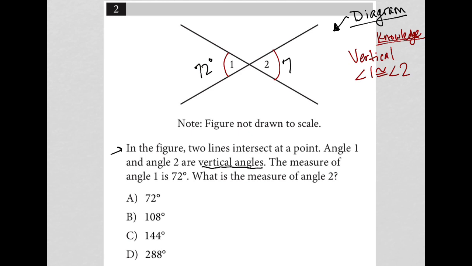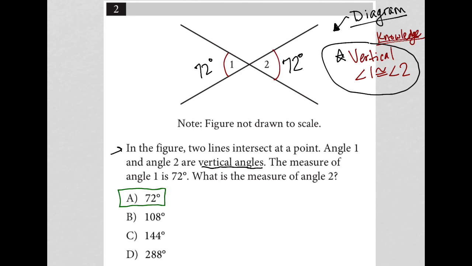So it doesn't mention that these vertical angles are equal to each other, so that is still something that you would have to know. So if you did not know that, please make sure to add this into your notes. Vertical angles are always congruent to each other. But again, if angle 1 is 72 degrees, angle 2 must also be 72 degrees, and therefore choice A is the correct answer.